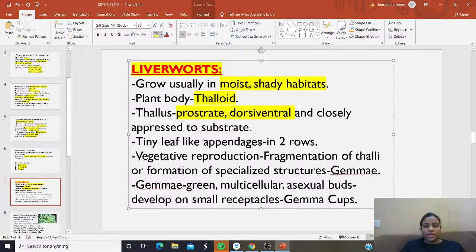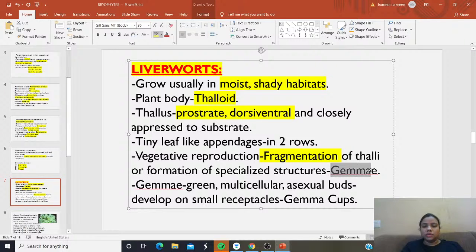They have tiny leaf-like appendages present in two rows. And how is the vegetative reproduction in liverworts? The vegetative reproduction is by fragmentation of thalli or by the formation of specialized structures.